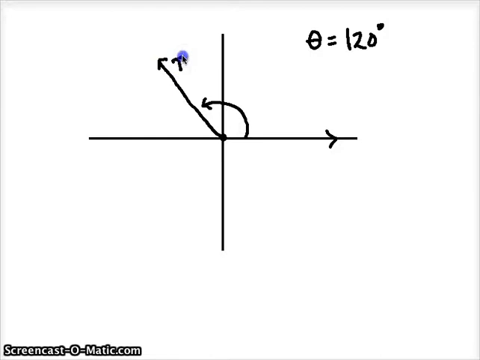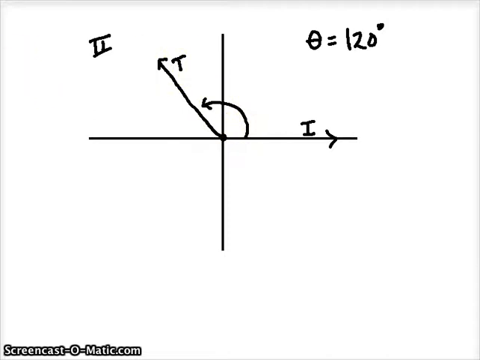This is my terminal side. This was my initial side. So this angle ended up in the second quadrant, or quadrant number 2. And we would say the angle lies in quadrant number 2. The angle lies in wherever this terminal side is sitting. Okay, so that's a pretty simple one, 120 degrees.